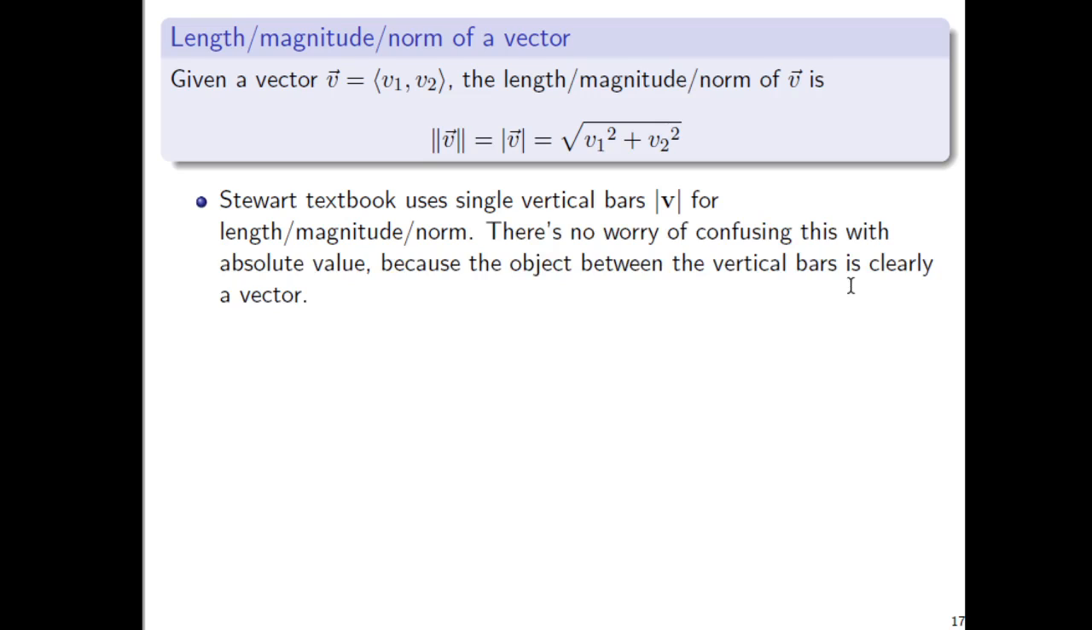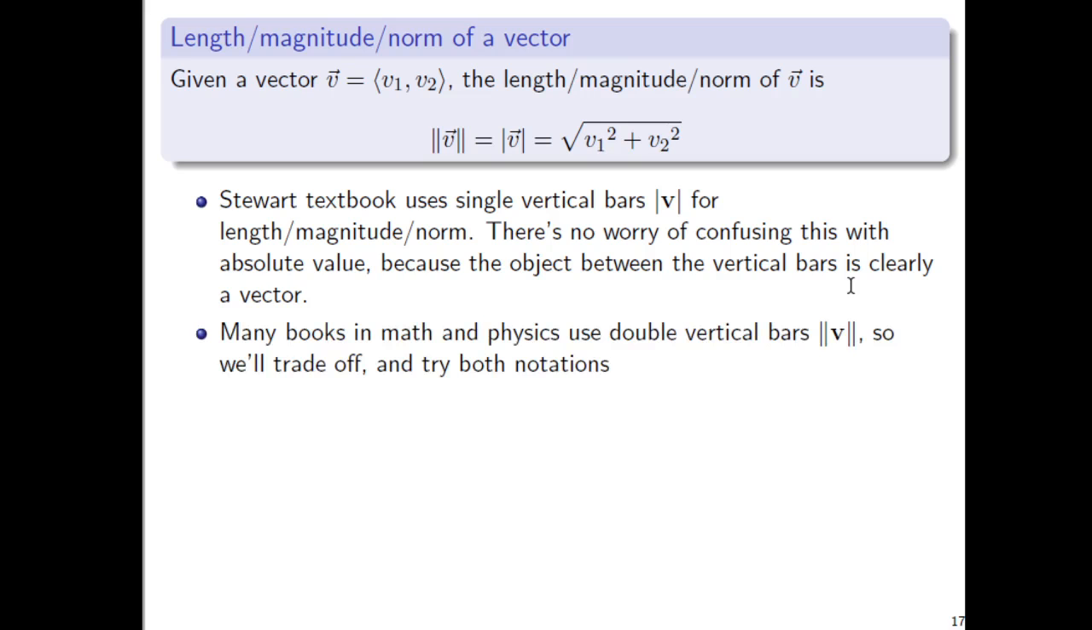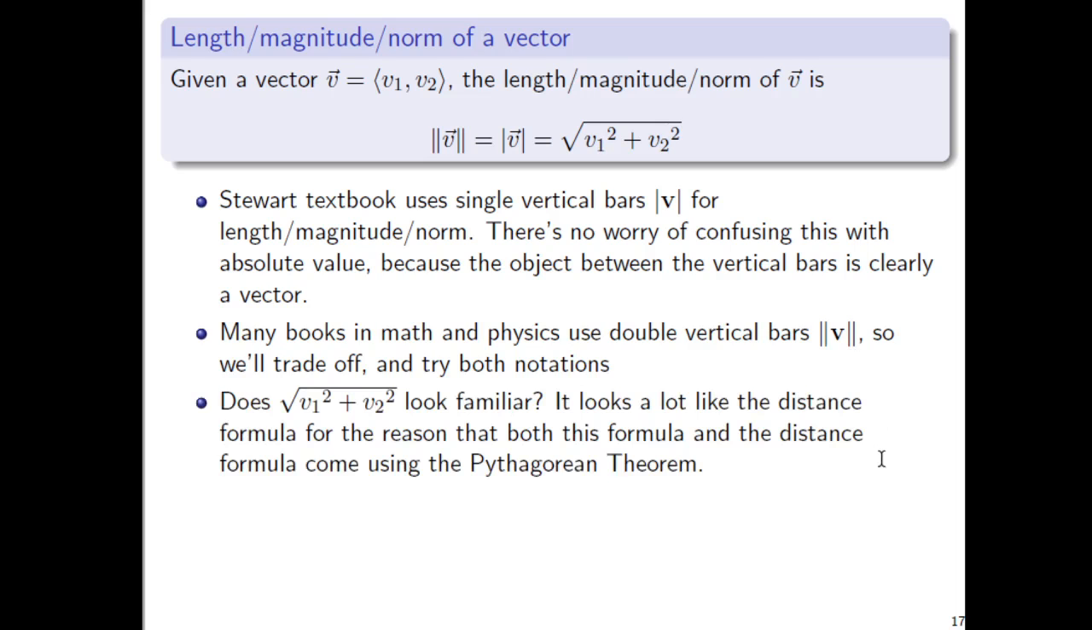Again, just the comment I mentioned, the Stewart textbook uses a single vertical bar around each side. There's no way to confuse this because the object between the vertical bars is a vector. A lot of books do use the double vertical bar with the bold vector v. So you've got lots of choices. When we're talking about magnitude, use a single vertical bar on both sides, use a double vertical bar on both sides, draw the bold v if you're doing something like LaTeX, or draw the arrow above if you're handwriting. There are so many different ways to write these things.